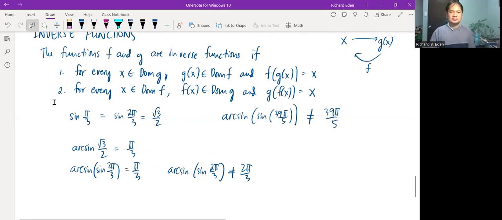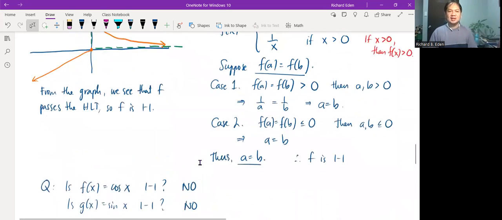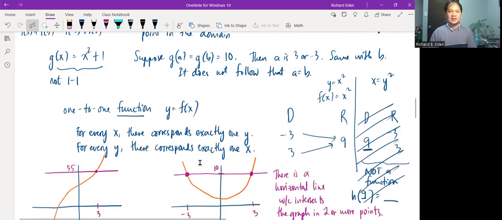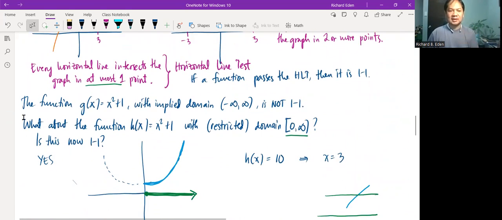So, sine, arc sine. So kasi ganito, ito tie up pa natin with one-to-one functions. Pero ito bibigyan kita ng hint ha. It's via this example. g of x equal to x squared plus 1, on its own, it's not 1 to 1. However, if we modify it, x squared plus 1 but with restricted domain 0 to infinity, naging 1 to 1 na siya, di ba?